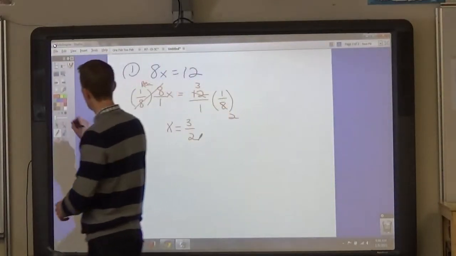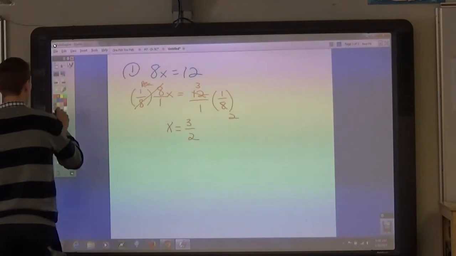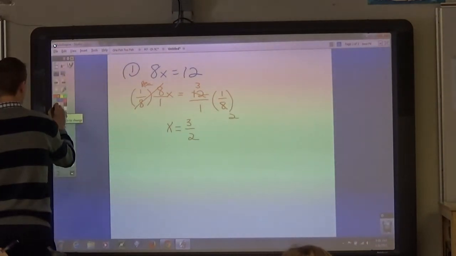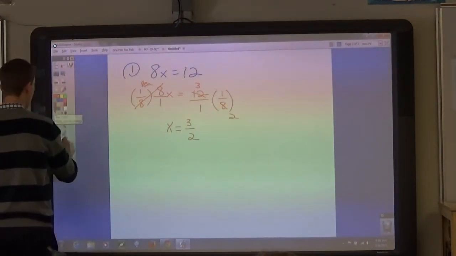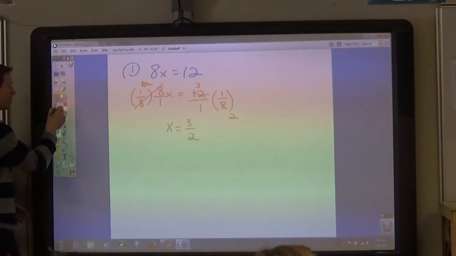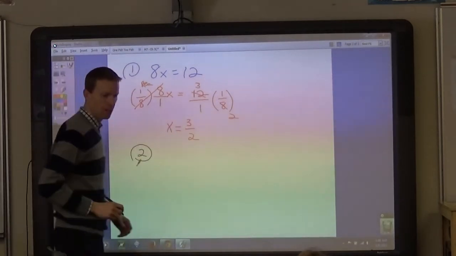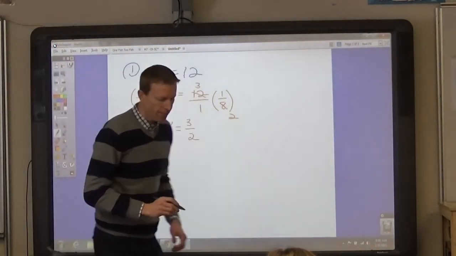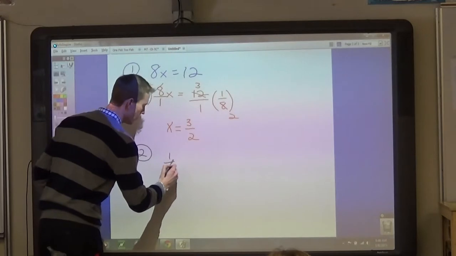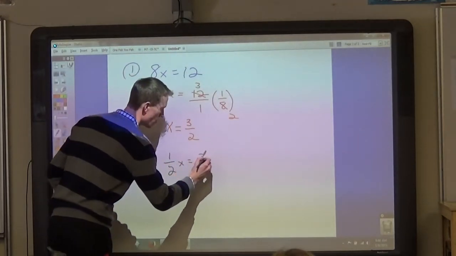Let's do number 2 together. So you have the work for number 2. This one already has fractions in it, so we don't have to convert the numbers to fractions. We're going to use the fractions that are given. So 1/2 x equals 3/4.